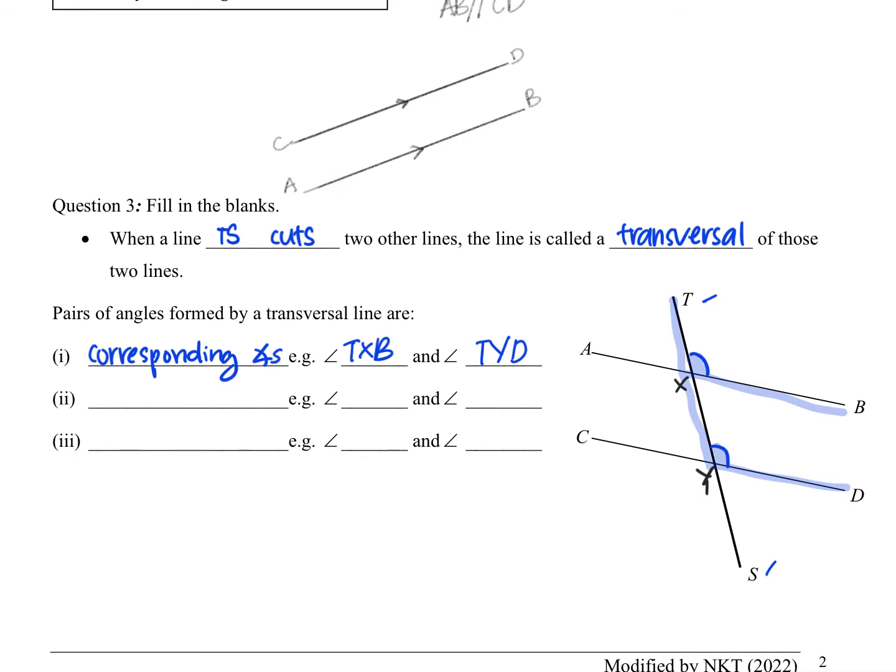Not only that, we also have a pair of alternate angles. Alternate angles are angles that look like a little Z. I will use a red color to describe these two. You can see from here that angle BXY is alternate to angle XYC. So these are called the alternate angles.